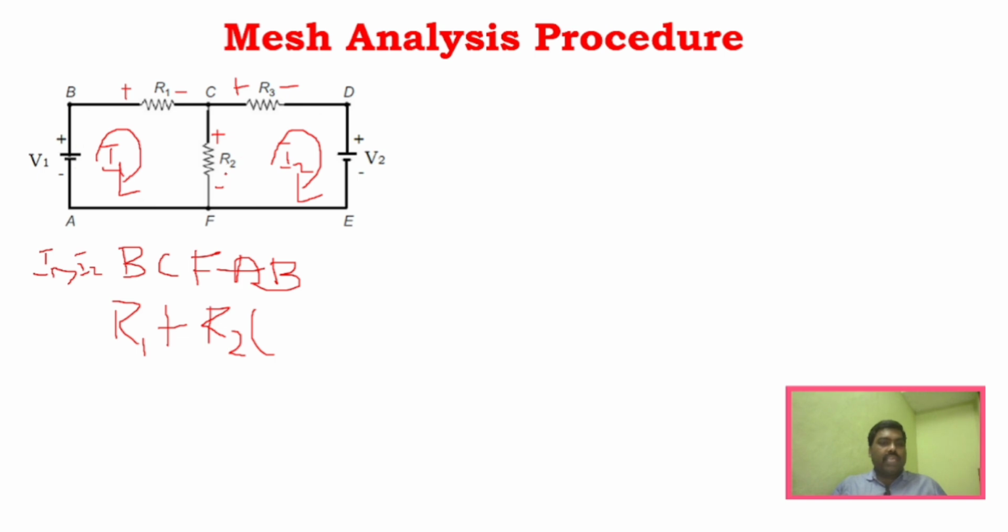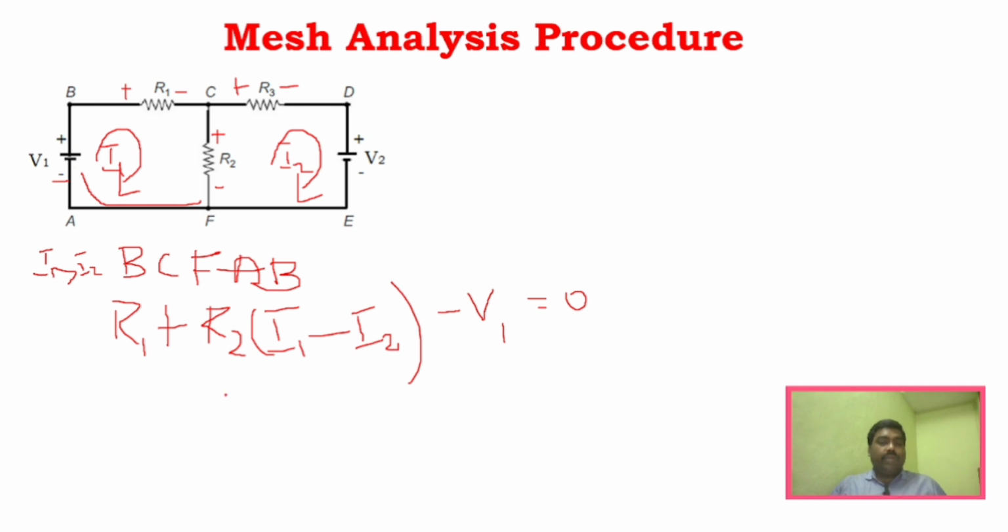So for this R2, you have both I1 and I2, so I'm going to write it as I1 minus I2, right? I'm writing the expression for this particular mesh, so I consider only I1 for R1. And again, now it is minus. We are approaching minus, so it is minus V1, because we are approaching minus here, right? That is equal to 0.